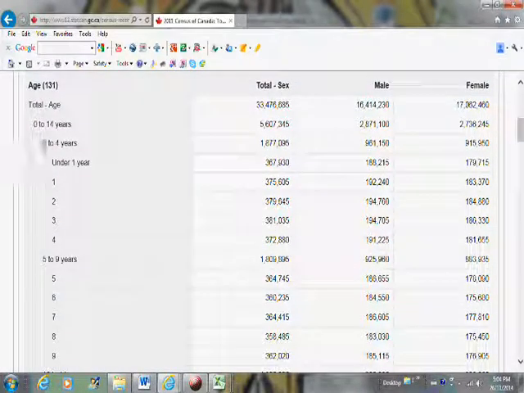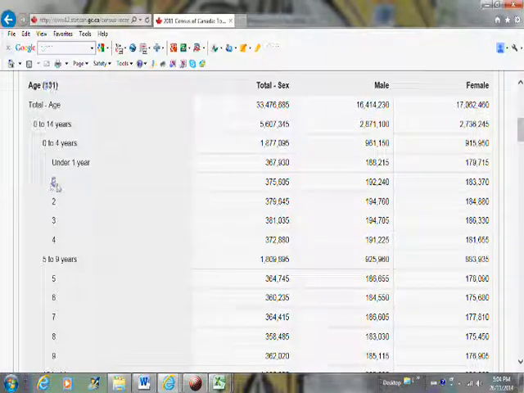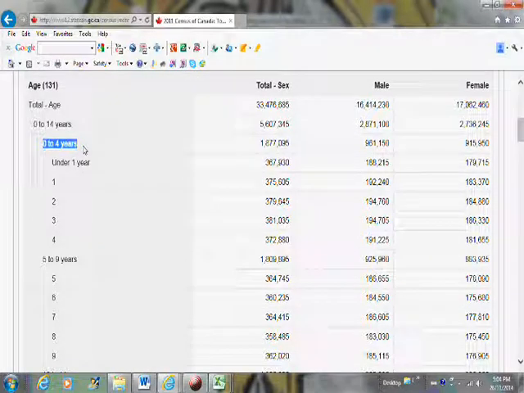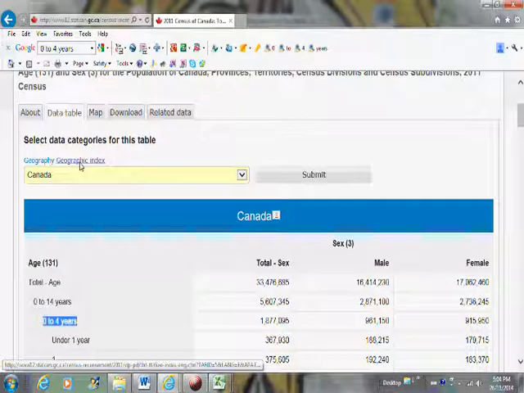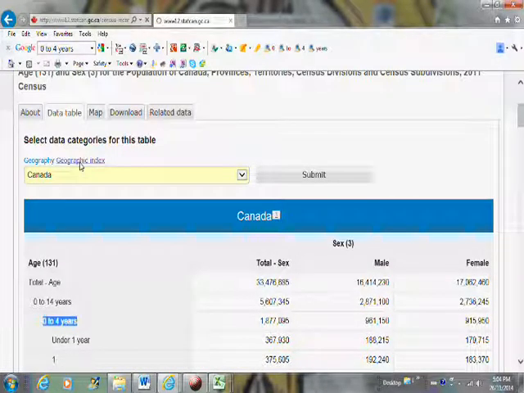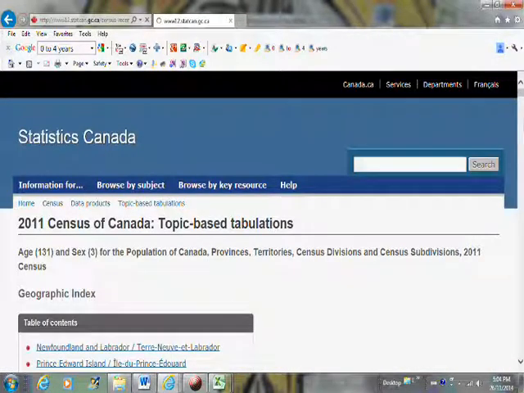Here's our 5-year age groups. You'll notice that we have other age groups as well. Actually, there's 131 of them, including single years of age. And you can look at these if you want, of course. But the ones that are going to be particularly useful for us in the method that we're using are the 5-year age groups. You can go to small areas by clicking on the geographic index.